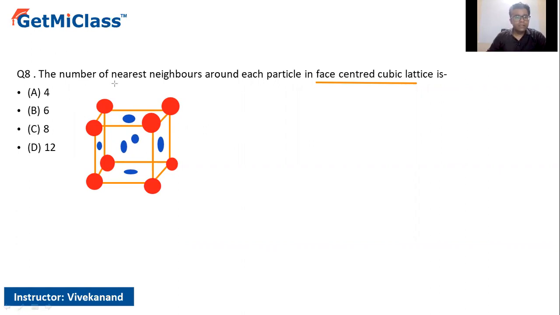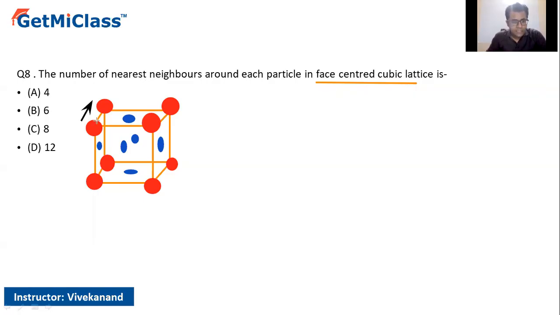Now, the nearest neighbors means has to be in immediate contact. Now, if we consider these particular points, the distance between these two would be the edge length, and it is not going to act as the immediate neighbor.